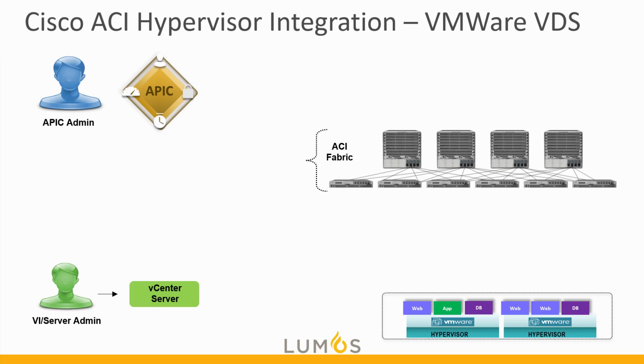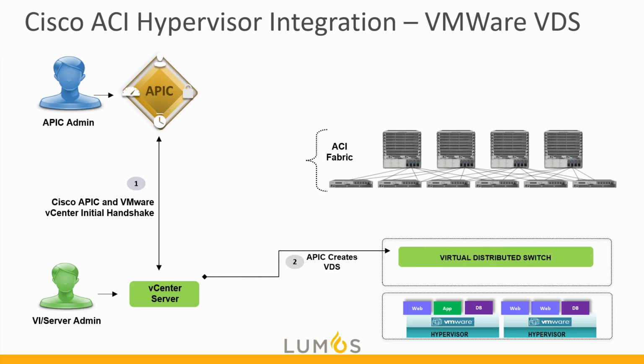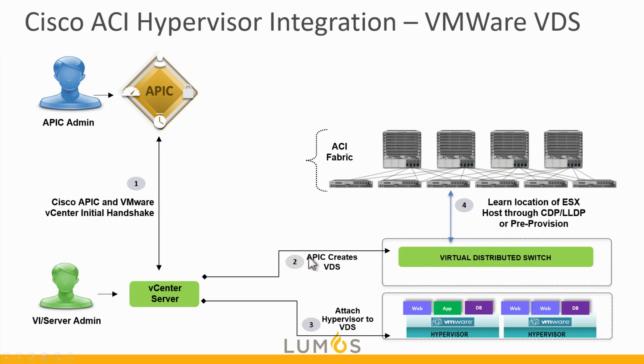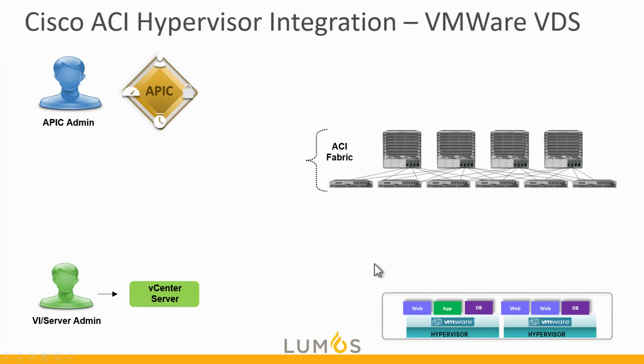So the APIC admin is going to log in to the web interface or through the REST API, and they're going to create a VMM domain. They're going to provide the vCenter IP address and credentials, and when they do so, that's going to reach out to the vCenter server, and they're essentially going to do an initial handshake. That's also subsequently what's going to trigger the creation of a distributed virtual switch. So when the APIC creates a VMM domain, it logs in, does a handshake with the vCenter, and essentially creates the VDS.